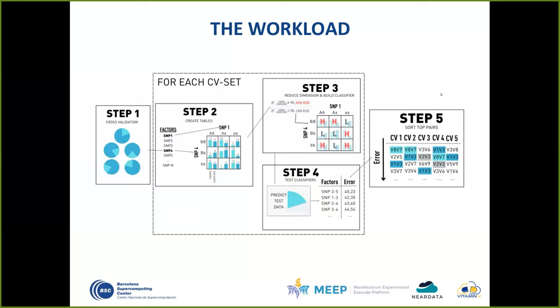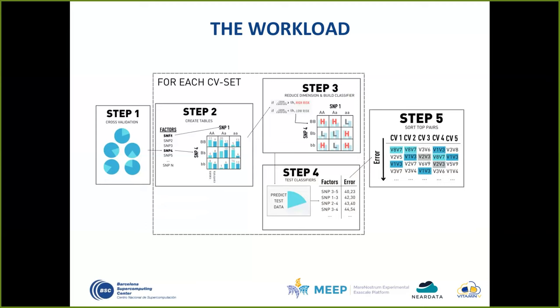So this is the main scheme of the application. I will go step by step just briefly to understand the operations that are coming into account, just to understand the flow of the problem. In the first step, we are doing a cross-validation division of the data in five-fold cross-validation.